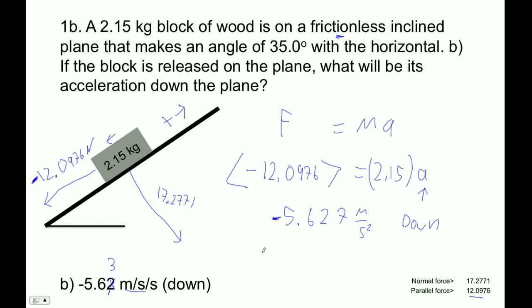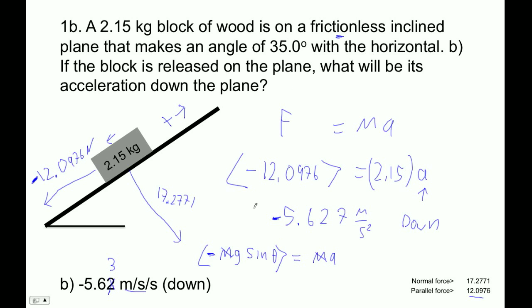Now the problem's over, but let me show you something that's kind of cool. This force down the plane, the parallel force, is basically negative mg sine theta. In this case, that was the only force, and that equaled m times a. Notice that the mass cancels here. This is very handy because if there's no applied force given to us, then these problems are independent of the mass. The acceleration down the plane is just negative g sine theta.